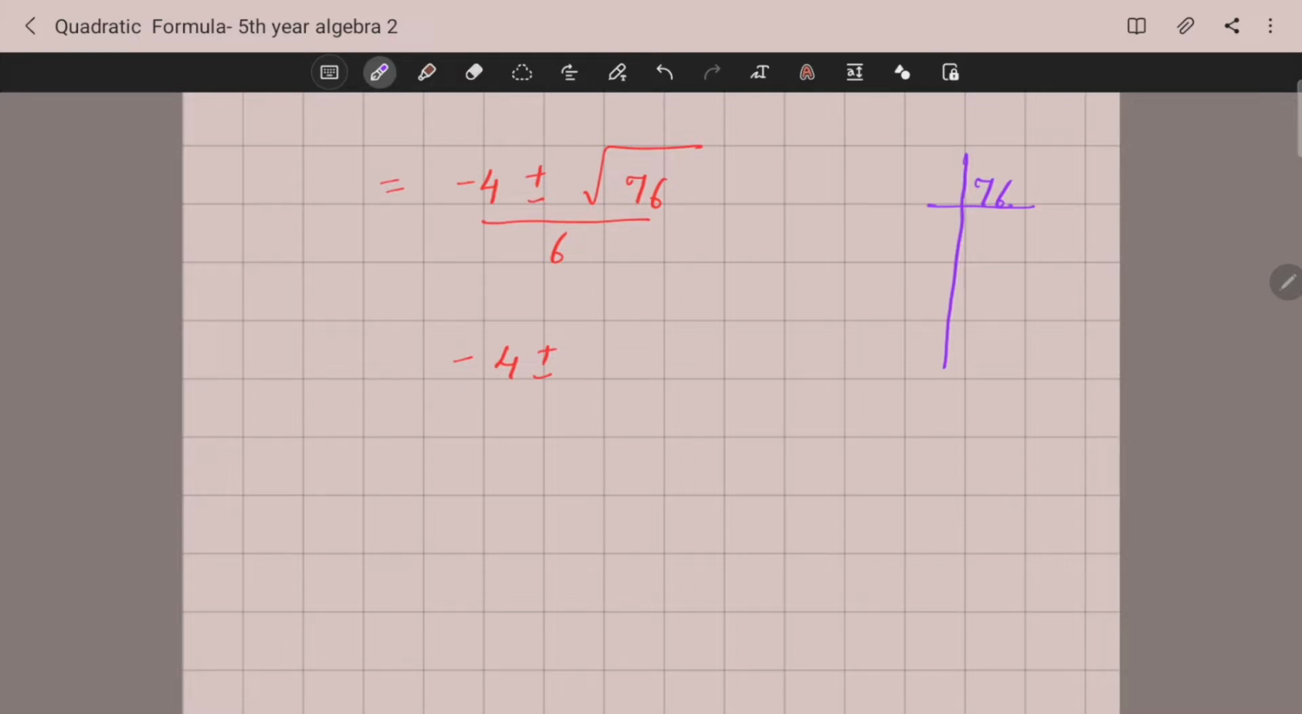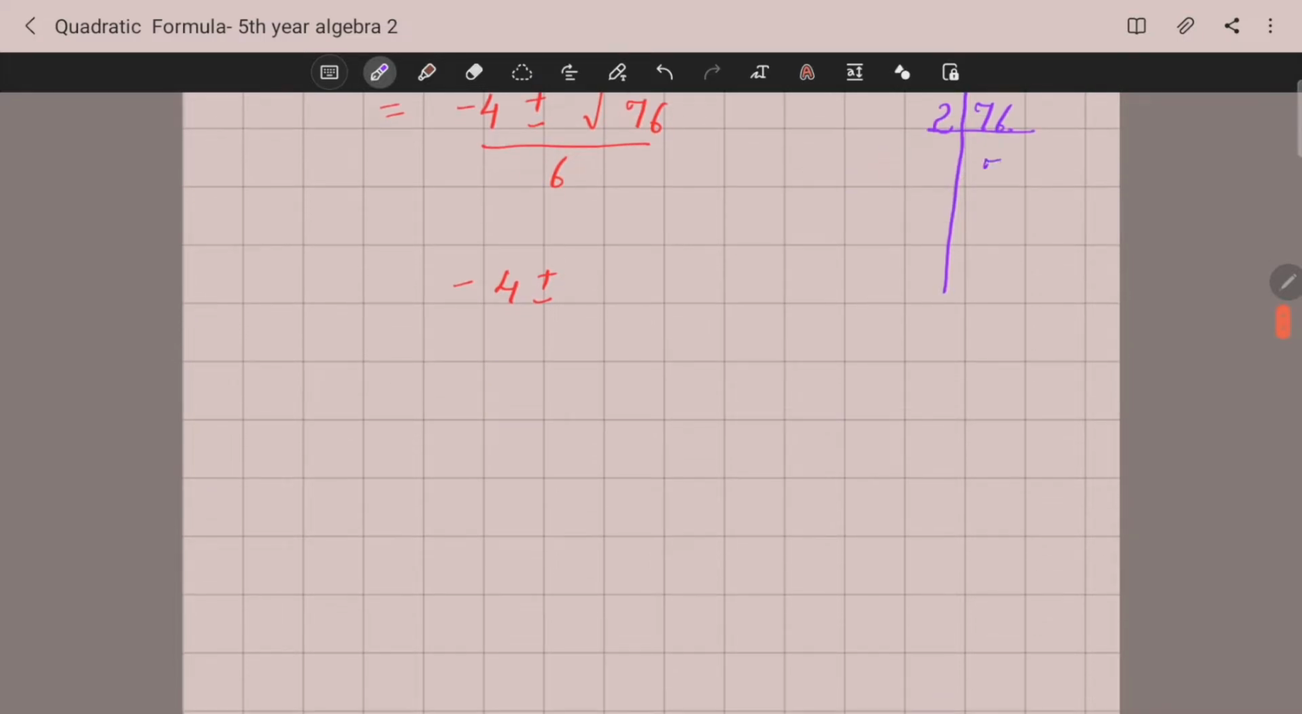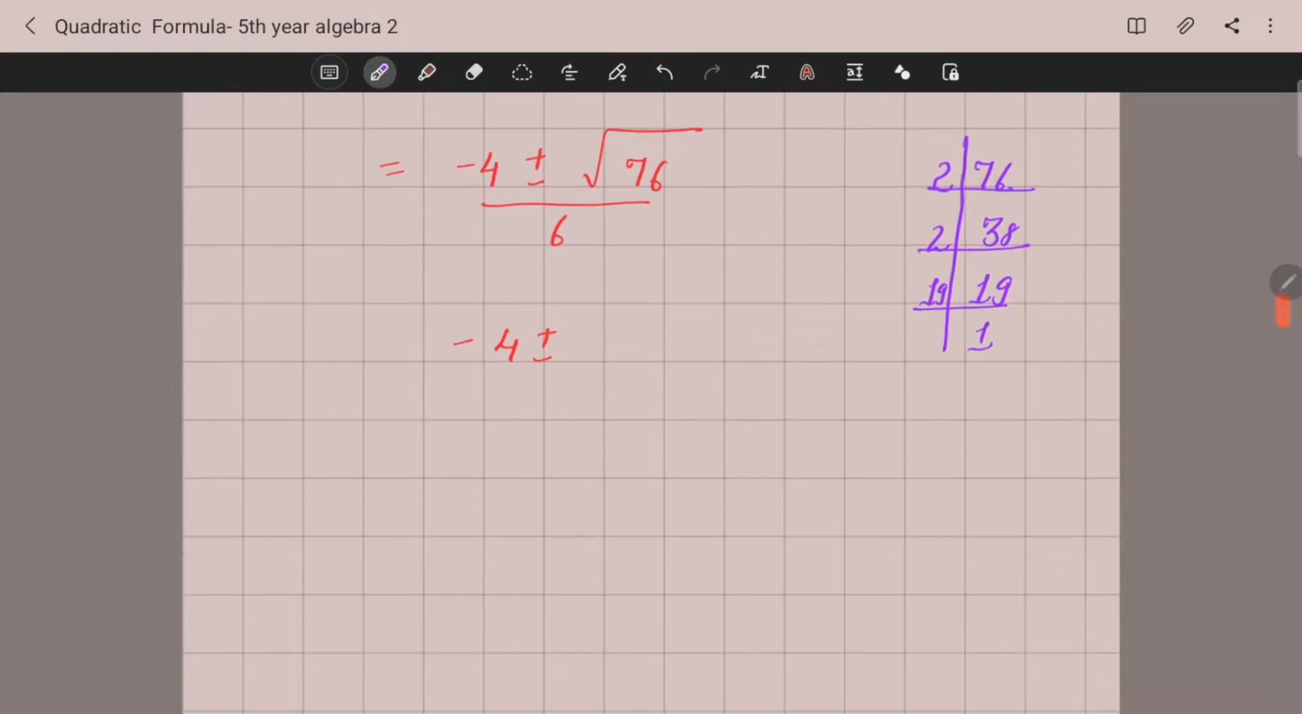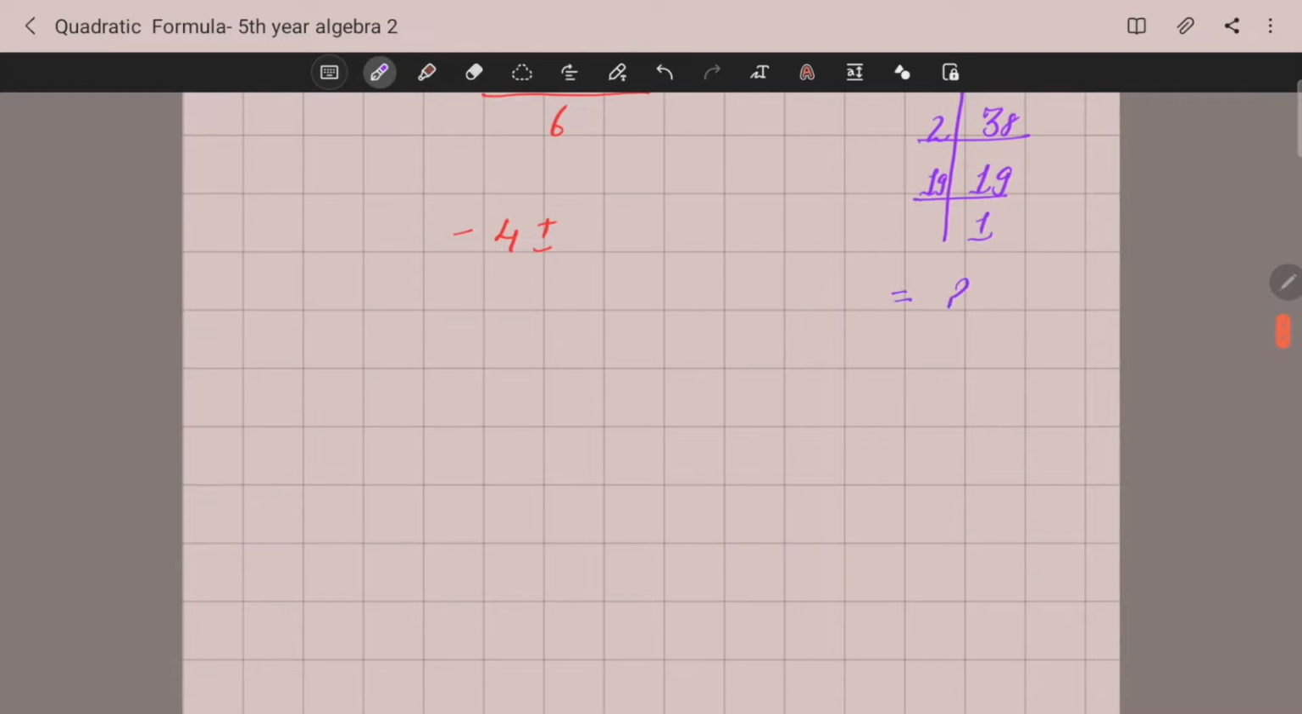76, we will see in which table it will come. It's 2 times 38. After that 2 times 19. Now 19 is a prime number. So what is the under root of 76? It's 2 root 19. So we will write over here, it's 2 root 19 over 6.